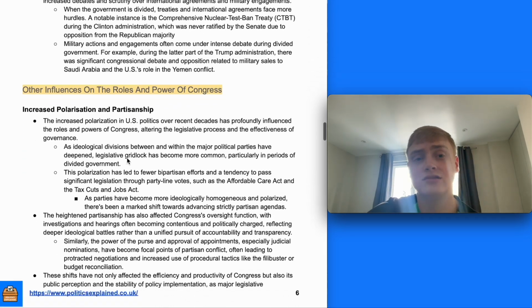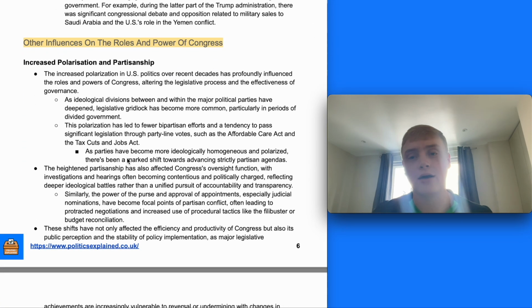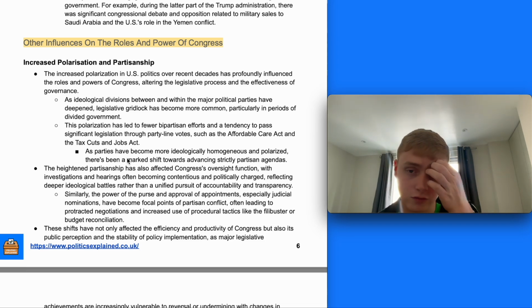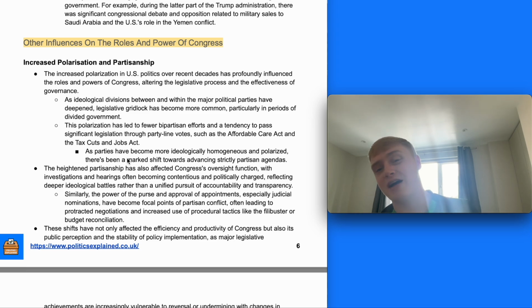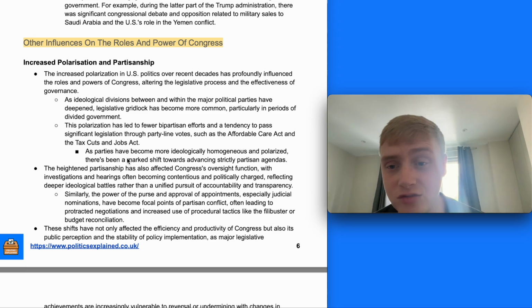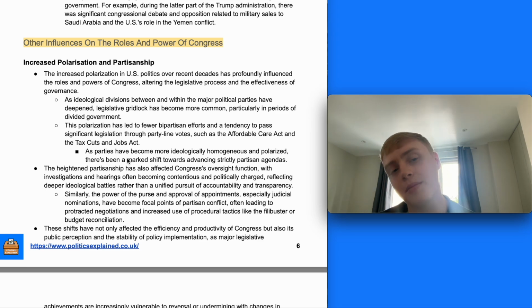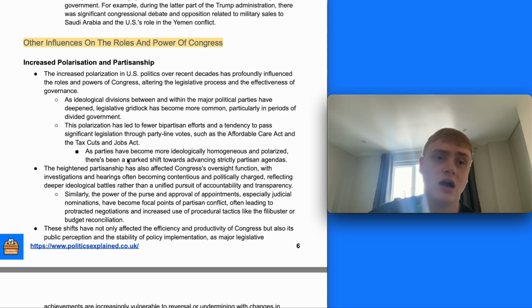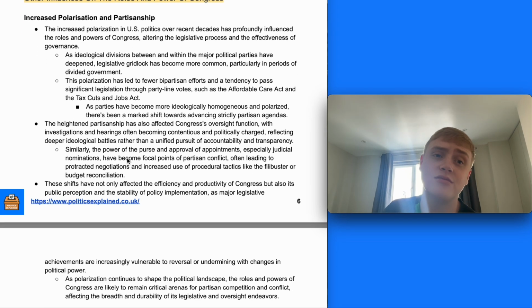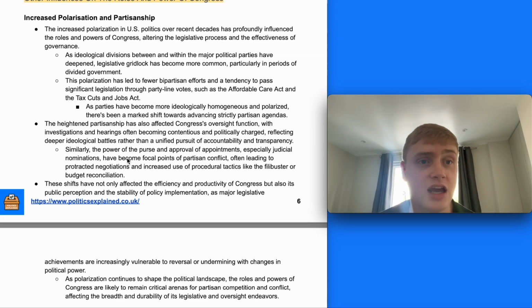So I thought I'd first highlight the importance of whether the government is unified or divided, and the particular party makeup of Congress, because I think it's effectively one of, if not the most important factor. What we're going to have a look at now is other influences on the roles and the power of Congress. So the first one is increased polarization and partisanship in US politics.